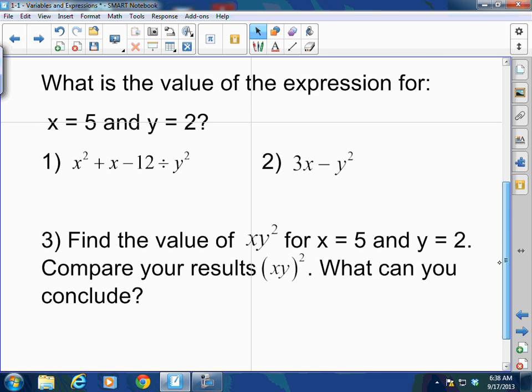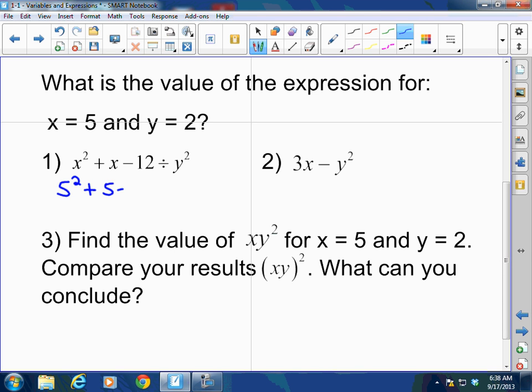Let's see if we can figure this out. What is the value of the expression for x equals 5 and y equals 2? Well, I have x squared plus x minus 12 divided by y squared. Plug it in and solve. So I have 5 squared plus 5 minus 12 divided by 2 squared. Okay. Let me go ahead and take this here.